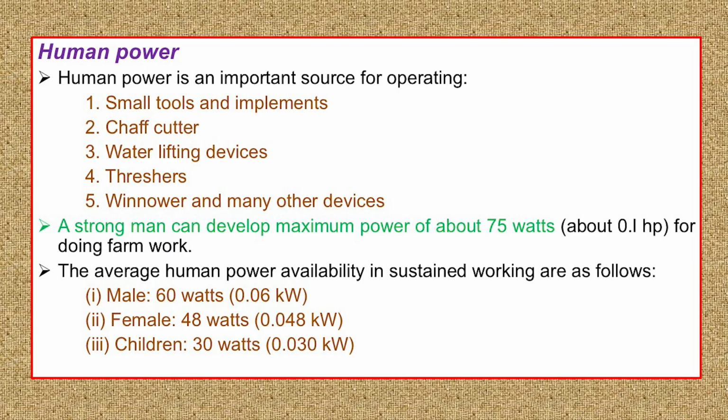So these data are for sustained working. If you want to perform work for a minimum period of 1 hour, 1.5 hours, or 2 hours, in such cases individuals will develop this quantity of energy. At maximum, they can produce 75 watts.